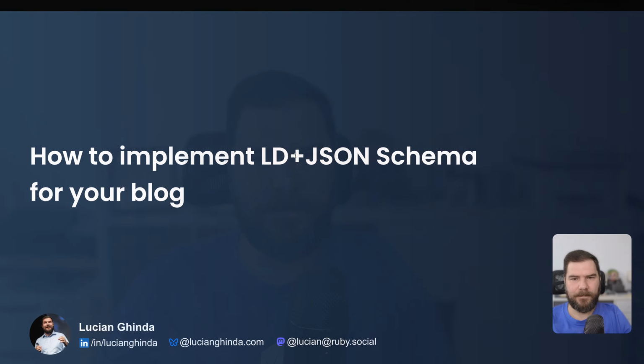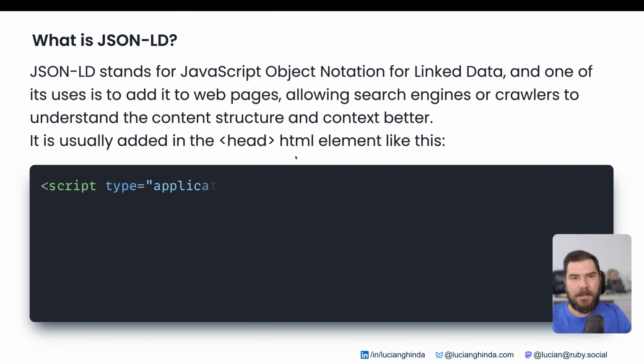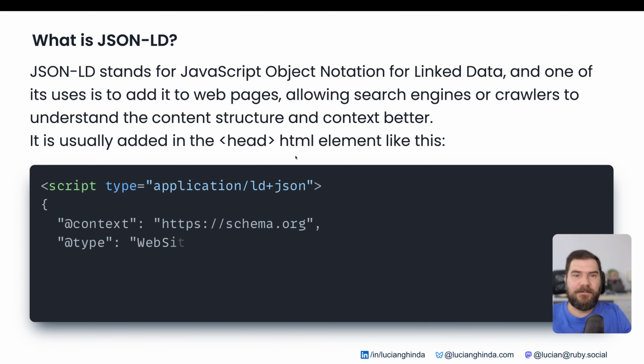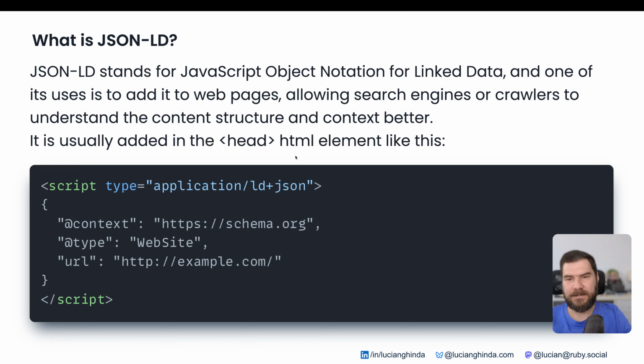Hello, today I'm going to talk about how to implement a JSON-LD schema for your blog. What is JSON-LD? This stands for JavaScript Object Notation for Linked Data, and one of its uses is to add it to web pages, allowing search engines and crawlers to understand the content structure and content better.